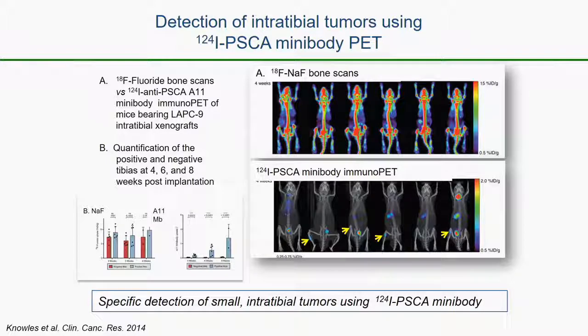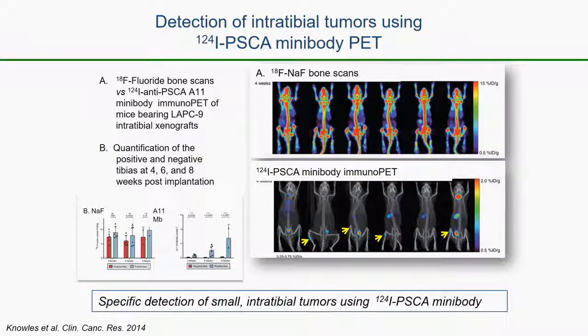And it's really easy to find the subcutaneous xenografts, but this is a little more challenging model. Scott Knowles in the lab did an intratibial prostate cancer xenograft model, LAPC9 injected into one of the tibias of the mouse. We had a set of 6 mice, and they were imaged with sodium fluoride bone scans or with the tumor-specific anti-PSCA minibody. And the bone scans are challenging to interpret because these are young mice, they're growing, they're running around, so you see a lot of bone activity in general, and you're looking for asymmetry below the knees.